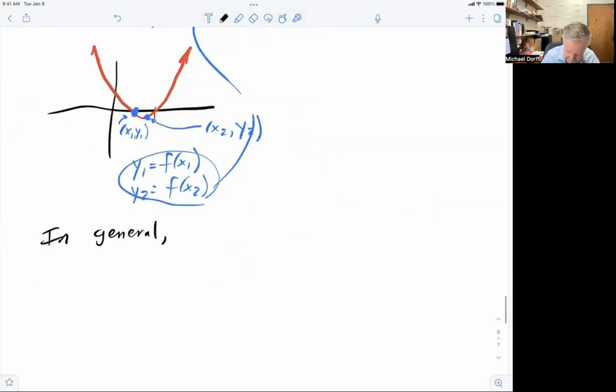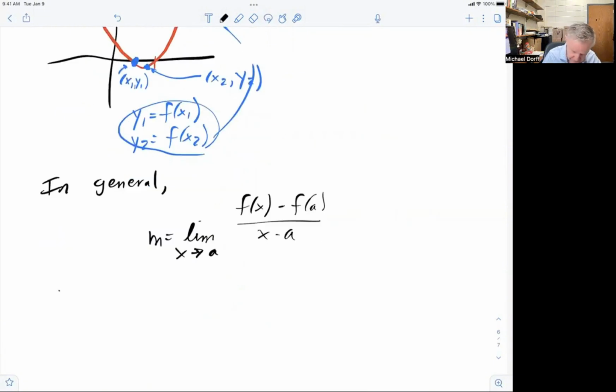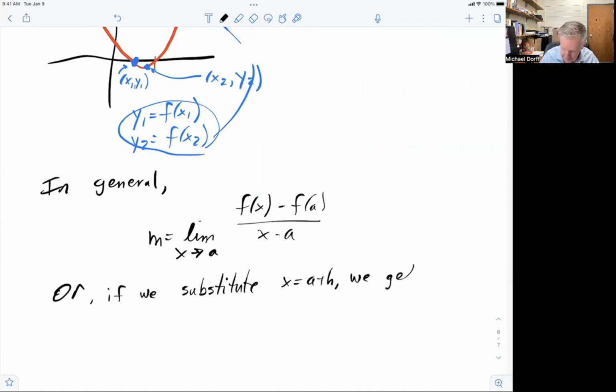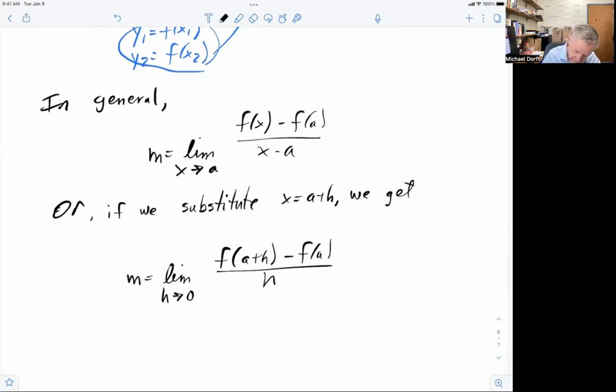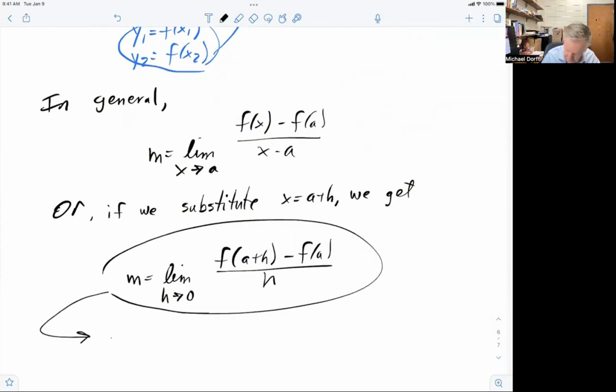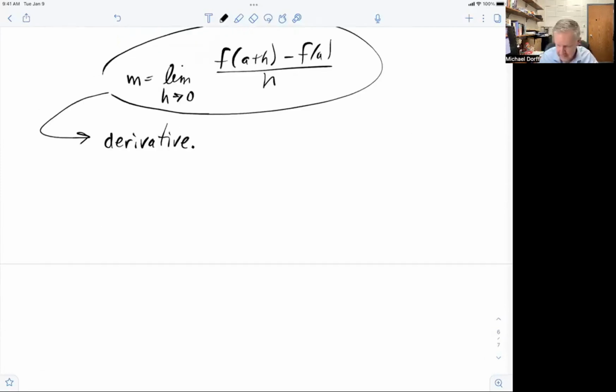All right. In general, we say the slope equals the limit as x goes to a of f of x minus f of a over x minus a. We can also substitute x equals a plus h, and we get that the slope is the limit as h goes to 0 of f of a plus h minus f of a over h. And this is what's commonly known as the derivative. This is where we get the idea of the derivative from, and this is the definition of it.